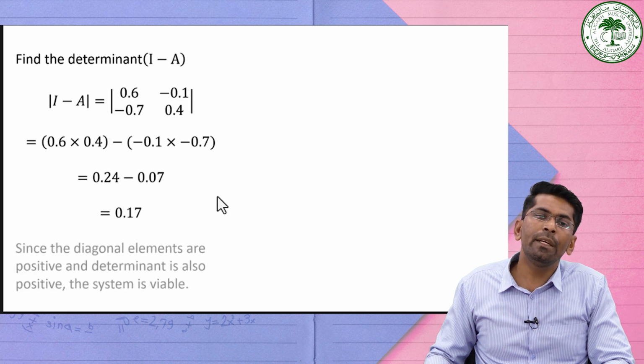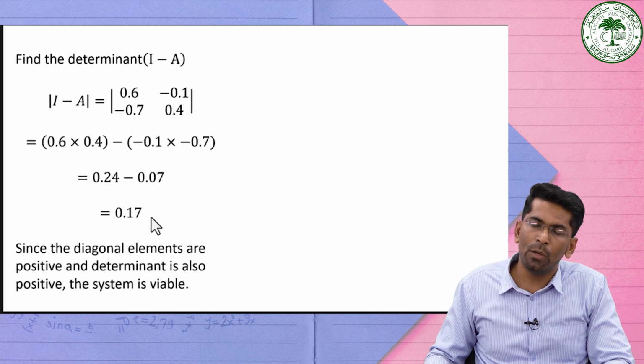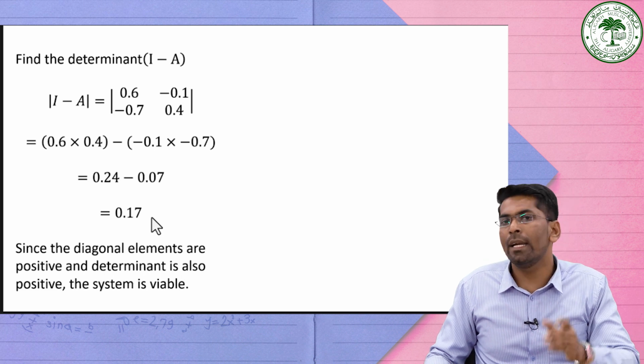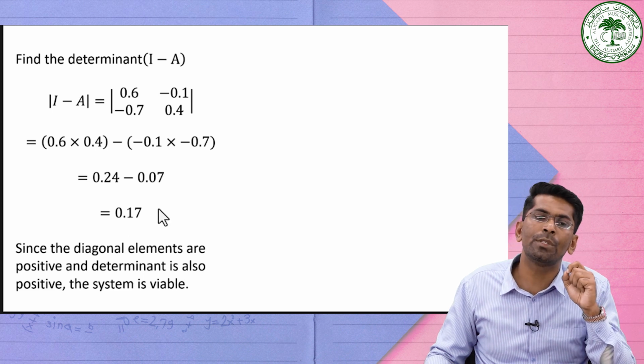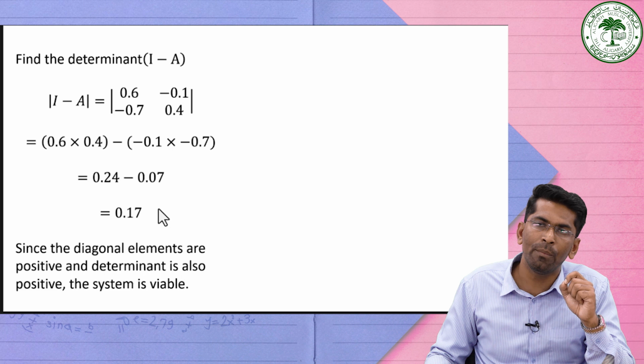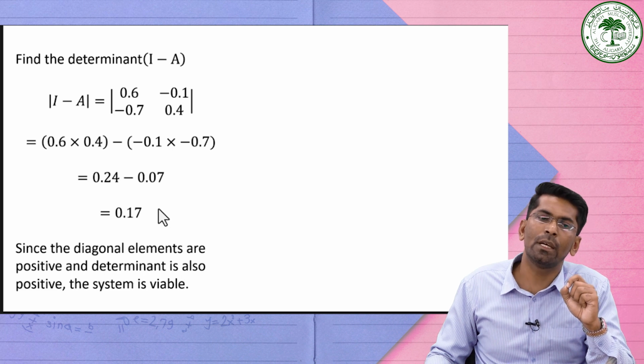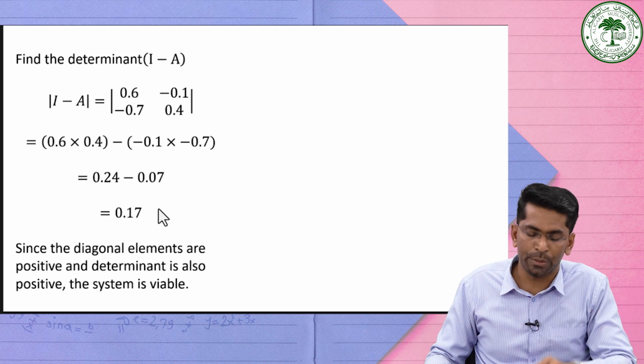After finding the determinant value, of course, this determinant value is positive. So, of course, it is a non-singular matrix. We can say that all our diagonal elements are positive and the determinant value is positive. We can say that the system is viable. That means the Hawkins-Simon conditions are satisfied. We can find the solution by using the inverse method.